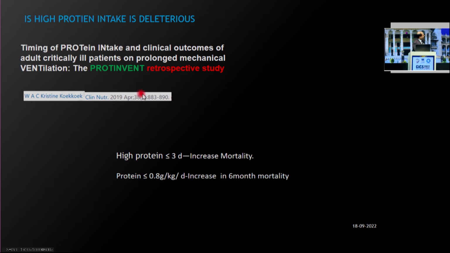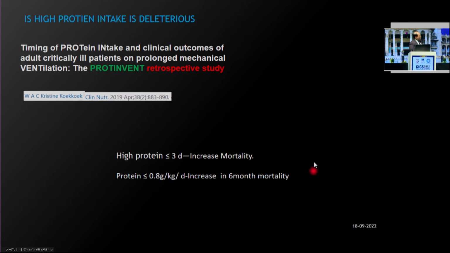So what they have concluded is the timing of protein intake in the clinical outcome. If the patient is taking high protein in the early period, like less than 3 days, it shows an increase in mortality. Whereas if the patient is taking less than 0.8 grams per kg per day, there is an increase in 6 months mortality. So now we are in the midway.